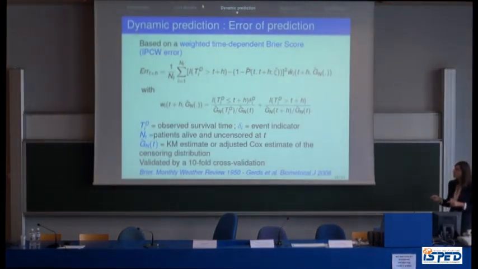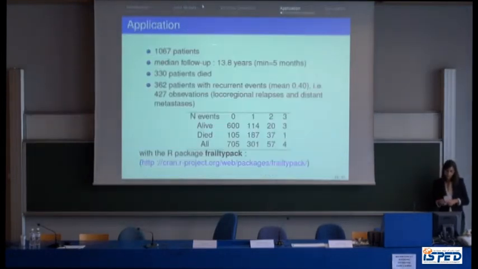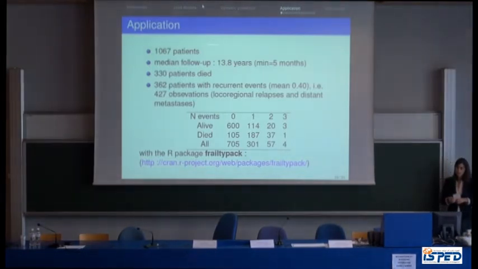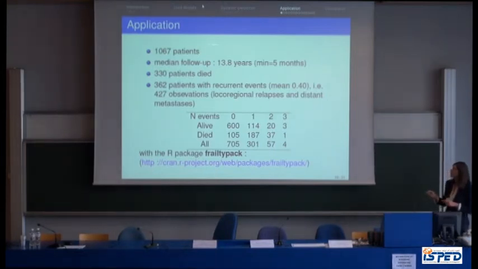Using this kind of approach, we obtain an apparent error of prediction, and in order to know if the error of prediction is also good on new patients, we also use a tenfold cross-validated approach. So in the application, we had more than 1,000 patients with a median follow-up time of 14 years. We observed more than 300 patients who died during the follow-up, and the mean number of recurrent events in the sample was only 0.4.